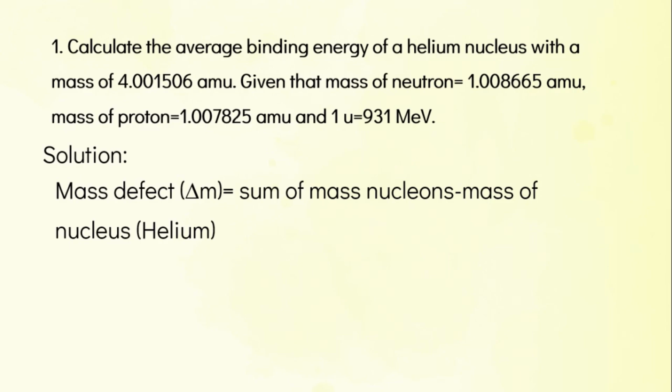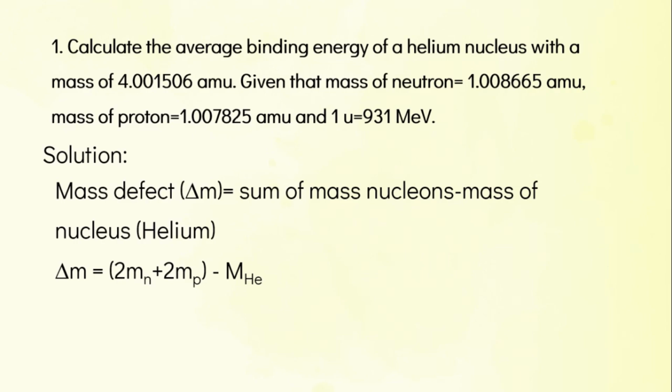So therefore the equation is given: mass defect delta m is equal to sum of the mass of nucleons, that means constituent particles of a nucleus, they are proton and neutron, subtracted by mass of the nucleus. Here it is helium, so we have to subtract the mass of the helium nucleus from the sum of the mass of nucleons. So this is the simplified version of the equation.